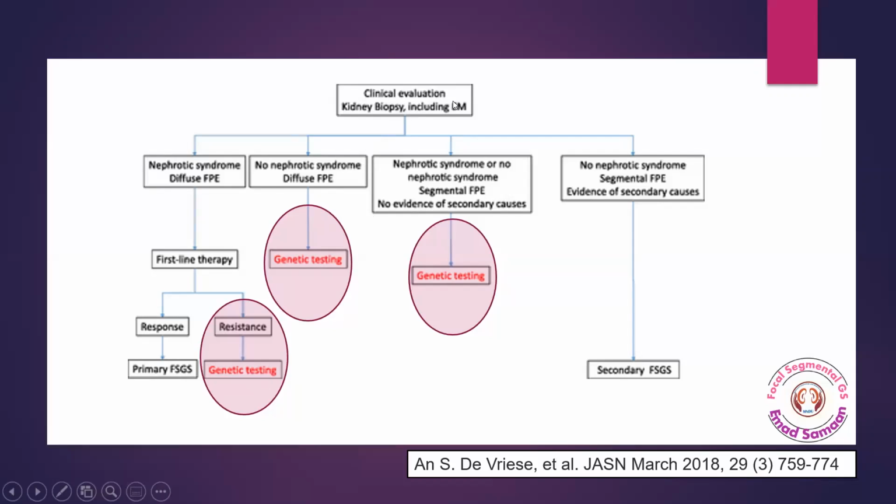So if I have non-nephrotic syndrome and diffuse foot process effacement, I will do genetic testing. Nephrotic syndrome and diffuse foot process effacement but resistant to treatment. Nephrotic syndrome or non-nephrotic syndrome with segmental focal foot process effacement, and no evidence of secondary cause, I will do a genetic test.